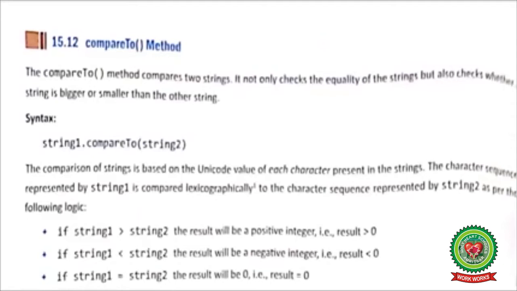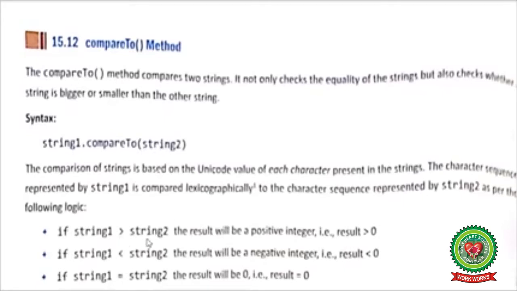Students, please open your book at page 408. Let's start with the compareTo method. The compareTo method compares two strings. It not only checks the equality of the strings but also checks whether a string is bigger or smaller than the other string. Here, bigger or smaller means that the comparison of strings is based on the Unicode value of each character present in the string. That is the ASCII value of the character.